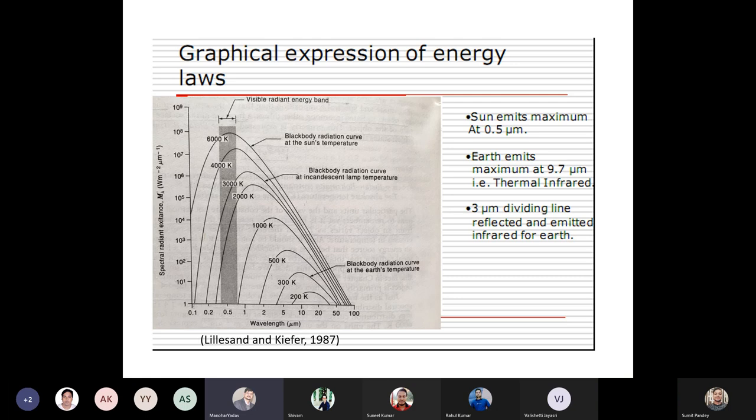What conclusion have we drawn from this particular graph? I would like you to respond. Anyone can raise your hand and then I will ask you, and you can then share your views. Anyone, please unmute, and only one conclusion you can discuss.